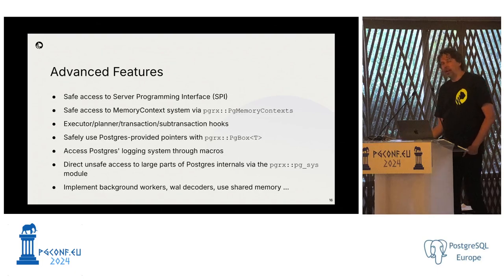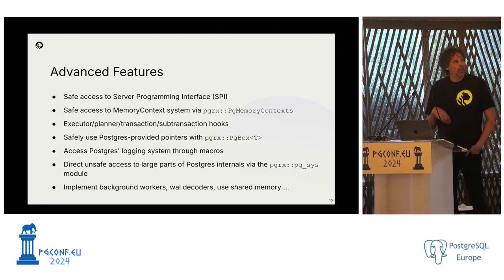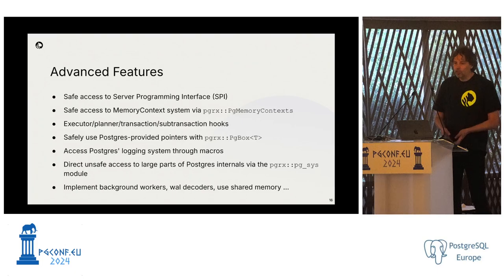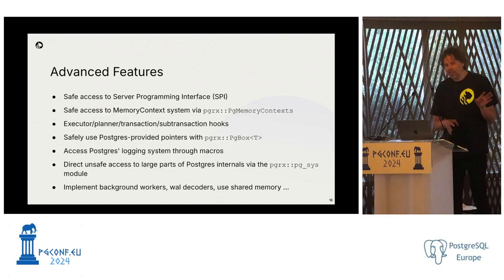And then there's a whole bunch of more advanced features. So I can have safe access to SPI, which is the server programming interface. So I can run queries from within my code. I can use memory context in a safe way. So if anyone's done any C programming, memory context is something which can be quite difficult to get your head around. We've got safe access to them here. So that's the overall theme. It makes stuff safer and it makes stuff easier. We can do hooks into the executor, to the planner, transaction, sub-transaction hooks, also log, whatever hooks Postgres has got, PGRX in theory can have access to.